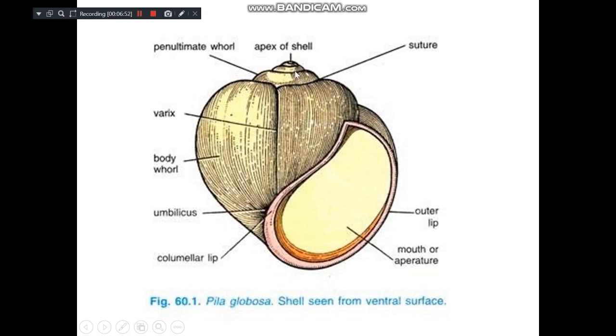You can see one, two, three, four whorls, and though it is a single shell, you can see the demarcations, and that is known as varix. And this is called the entire shell. The animal is not seen because the animal is inside the shell. So here you can see the body whorl, and this is the suture, and here you can see the mouth or aperture, and the outer lip, and the single shell.